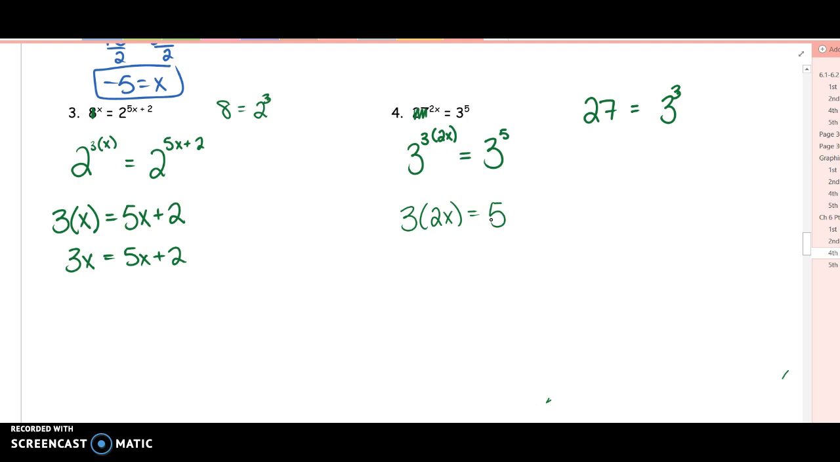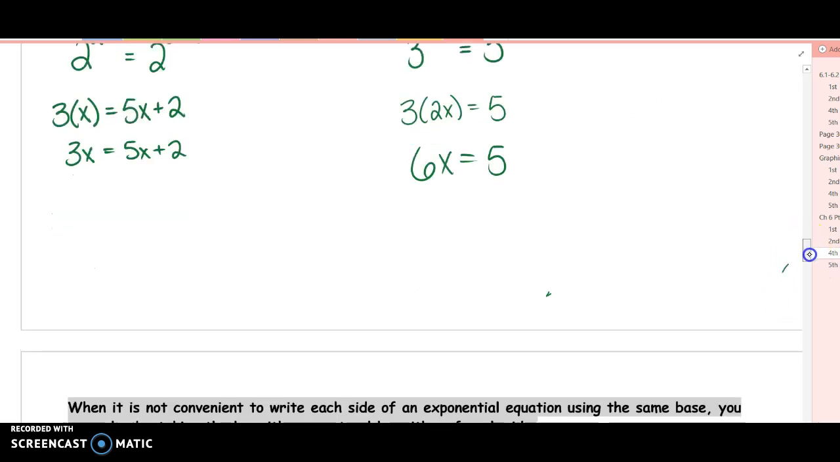So 3 to the something equals 3 to the something. That means the two somethings are equal. So 6x must equal 5. You could finish solving that equation. Now let's turn the page and look at the second type of equation we're going to see today. So far we've done type 1, which is exponents on both sides, but you can write them on both sides with the same base.